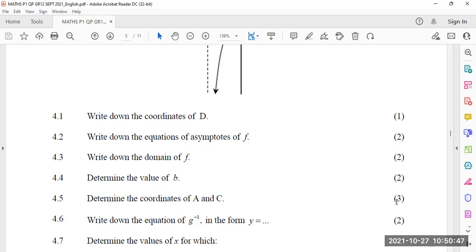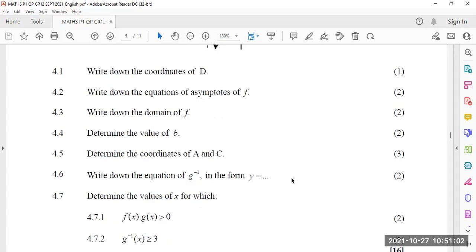Yes, we found the points A and C. That is it. I don't want to say a lot of things right now. So moving on to 4.2, what are we requested to find here? They are saying we must write down the equation of g inverse in the form y equals.